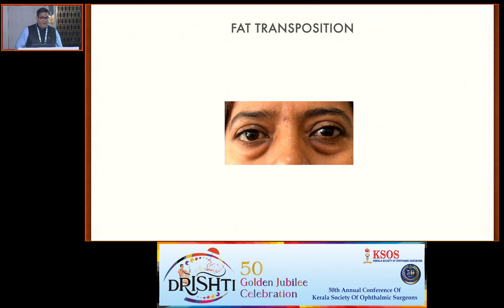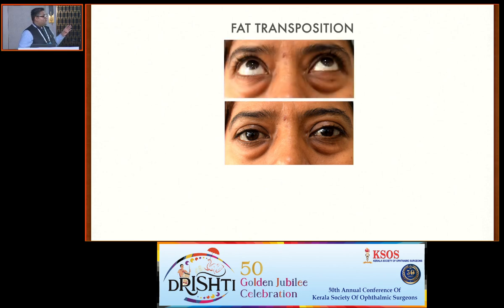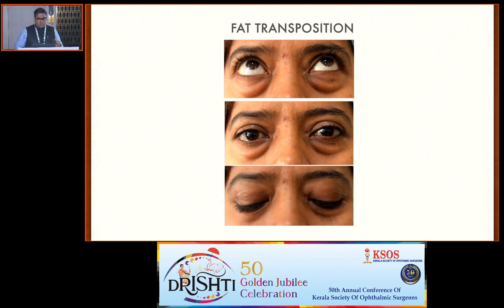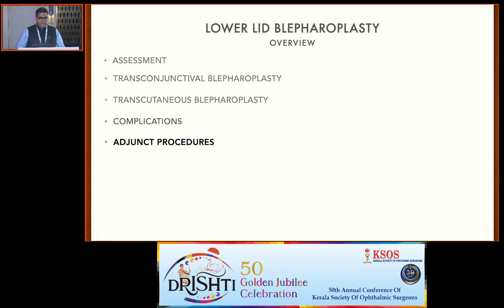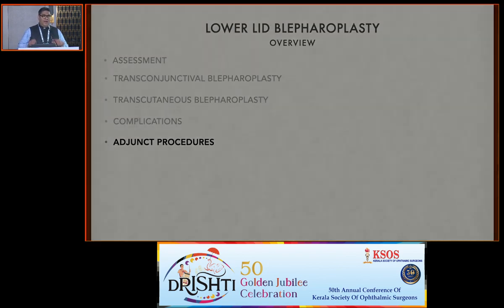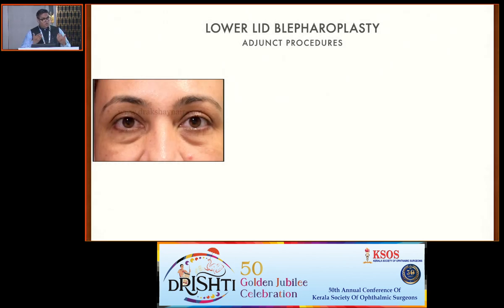And again, fat transposition. This is a case who's ideal for fat transposition. You can see that the cheek is very hollow. The amount of fat that is prolapsed is a lot. You want to push it down. So I just put this case to show how a case for fat transposition really presents. Adjunct procedures, you can add CO2 lasers, speak to a dermatologist and have them do that. It takes care of pigmentation and also rejuvenates the skin.